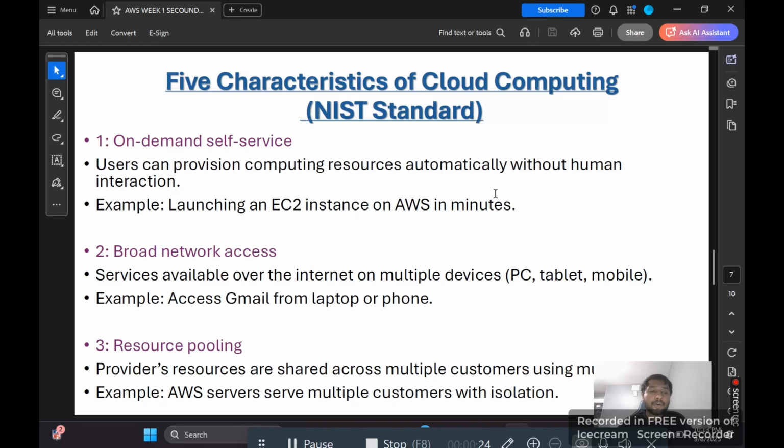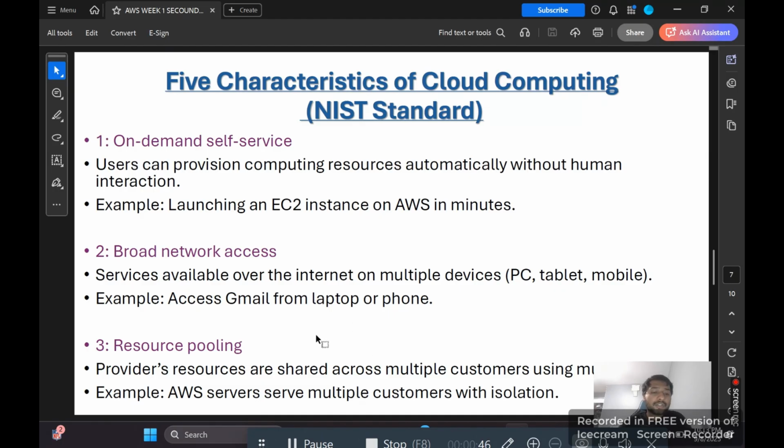Second is broad network access. Services are available over the internet on multiple devices. If you want to access any application, you can use a PC, tablet, or mobile. For example, access Gmail from a laptop or phone. This is a very good example and easy to understand.